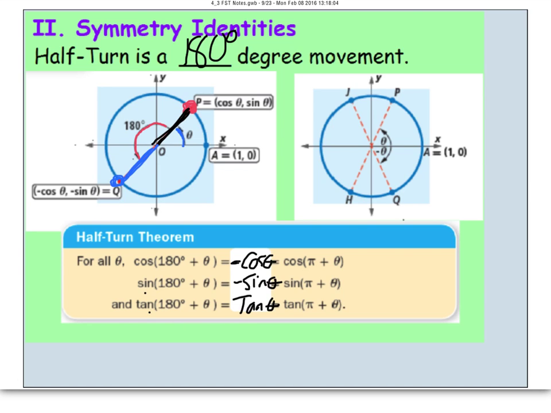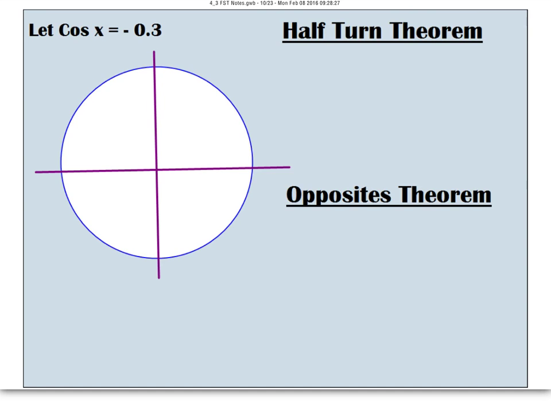Now, I don't sit and memorize these theorems. I personally just sketch the scenario. Sketch the original angle, tack on 180 degrees, and notice the cosines are exactly opposite and the sines are opposite too. So let's look at this example that we did in the opposites theorem, but this time let's do the half-turn theorem. Reviewing what this means, the cosine of x is equal to this.